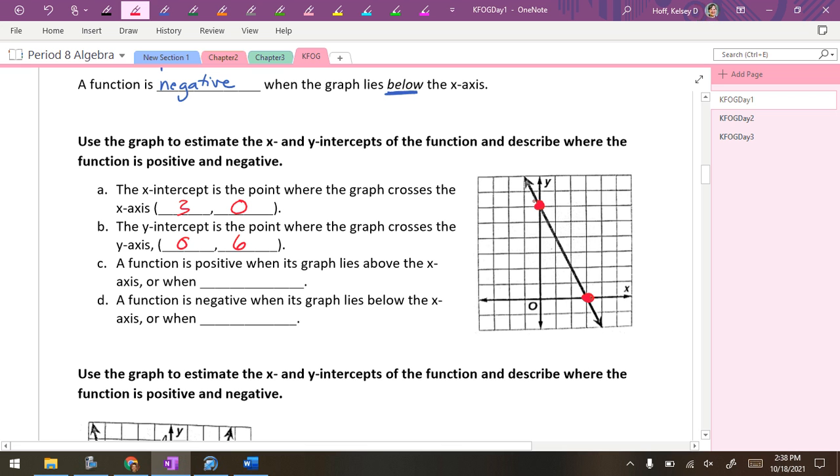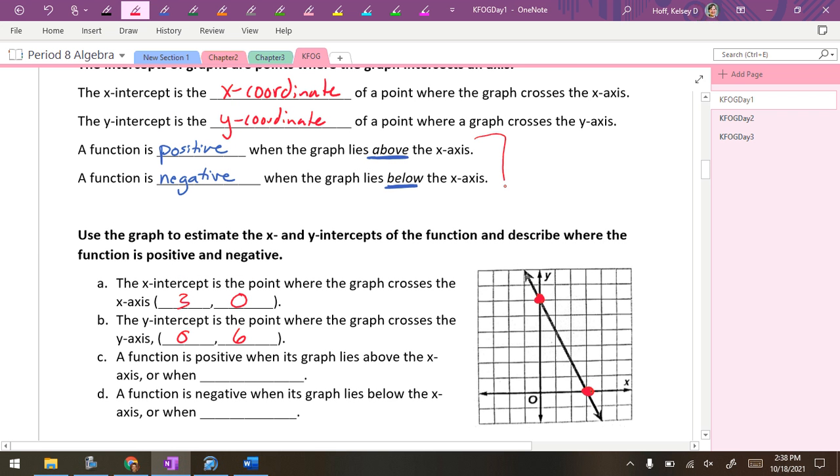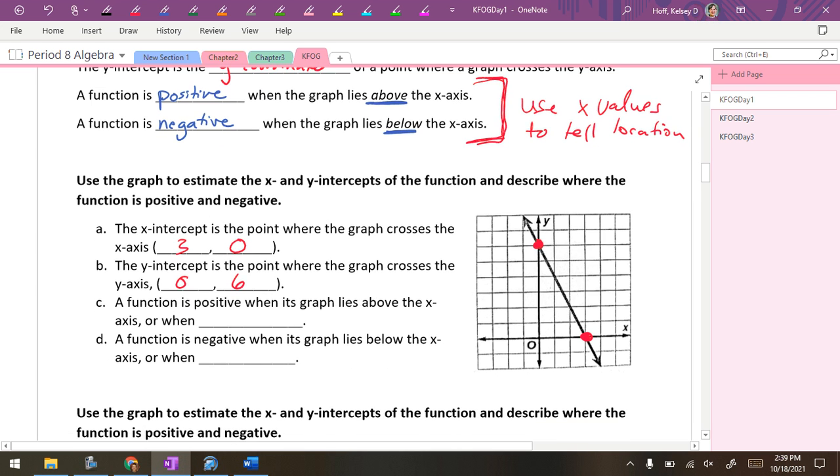Okay. A function is positive when the graph lies above the x-axis. Whenever you tell me positive or negative, you may want to make a note here. Use the x values to tell location. And I'll show you what I mean here in a minute. You're going to use your x values because the x value is where you swap. Everybody agree at my x-intercept, my graph switches from its location, correct?